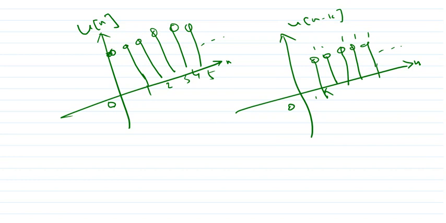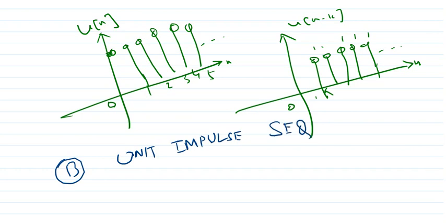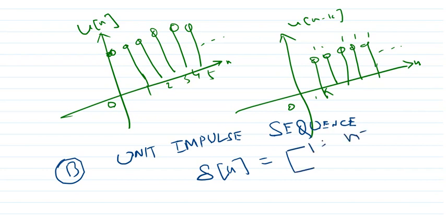Another signal is the unit impulse sequence. How do we represent the unit impulse sequence? It is delta[n] equals 1 for n equals 0, and it is 0 for n not equal to 0.